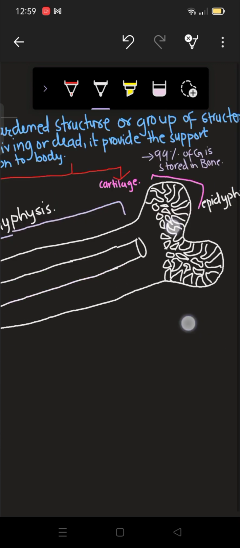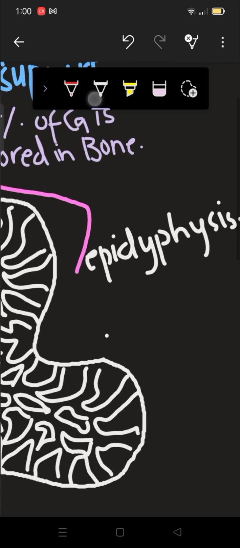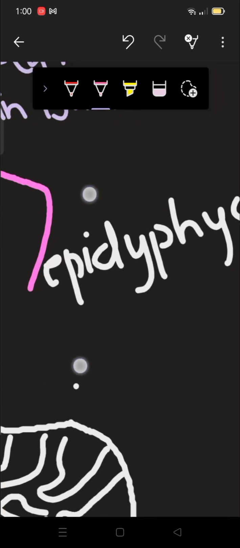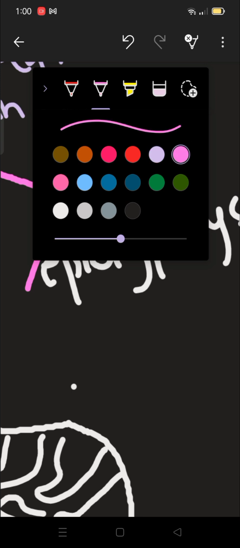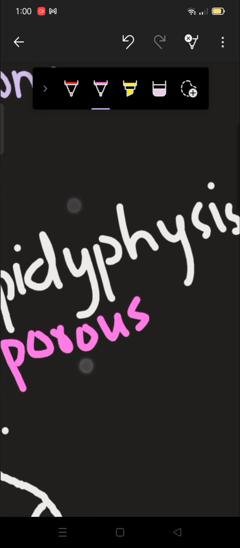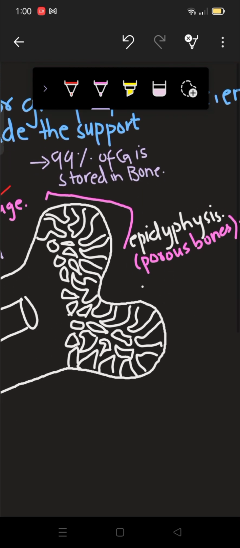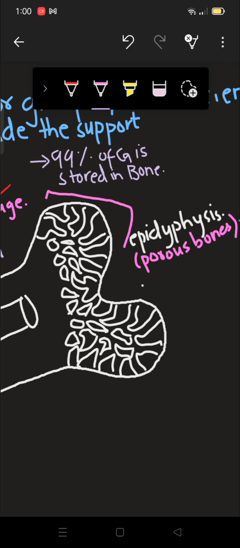As you can see here, the central structure is what we call the diaphysis. Then we have this structure which is known as metadiaphysis, and then this structure which is known as epidiaphysis. This epidiaphysis is known as porous bone. Let me write it here. Because in the epidiaphysis there are a lot of pores. Pores means holes. So that's why it is also known as porous bone.